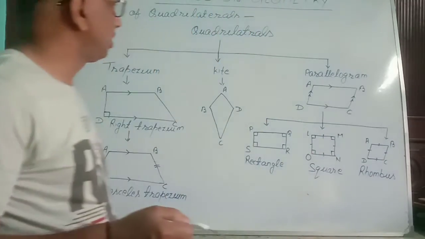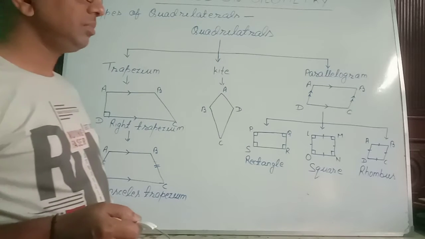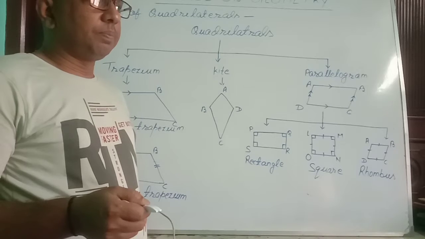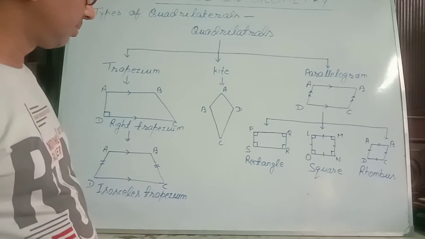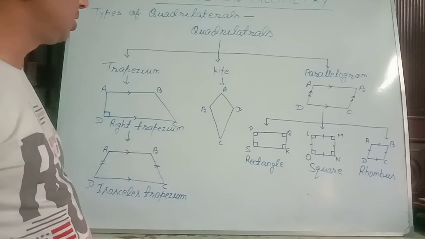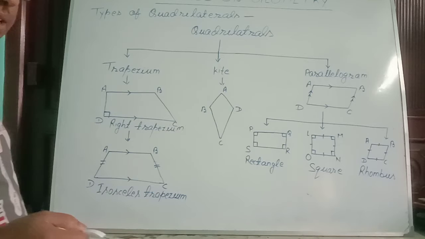So this was the classification of quadrilaterals. Overall, the definition of a quadrilateral is a figure that is enclosed by four sides. All these figures are enclosed by four sides, that is the quadrilaterals, and this is the classification of quadrilaterals.